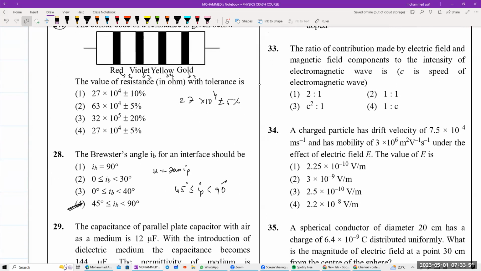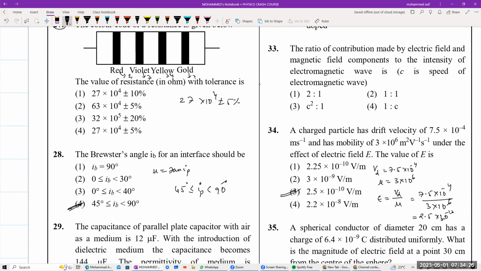Question number 34 देख लो. A charged particle has a drift velocity. Drift velocity दे रखा है. Vd is equals to 7.5 into 10 to the power of -4. Mobility of this one is given as 3 into 10 to the power of 6. Under the effect of electric field, the value of E will be equal to how much? E is equals to drift velocity divided by your mu. Isn't it? That is drift velocity is 7.5 into 10 to the power of -4 divided by mu. Mu की value कितनी है? 3 into 10 to the power of 6. So that will be equal to 2.5 into 10 to the power of -10.